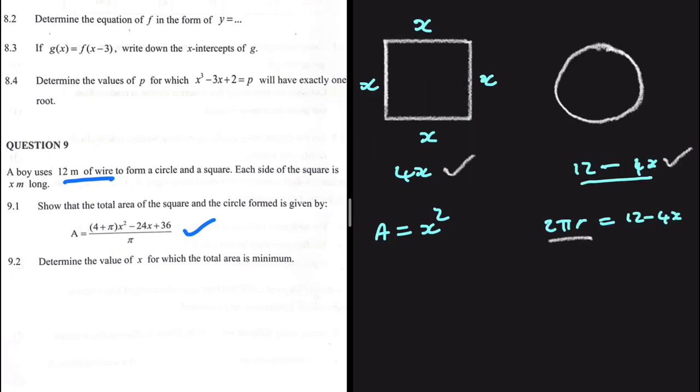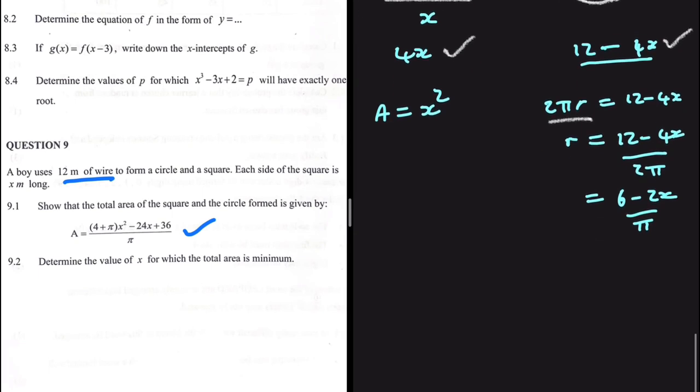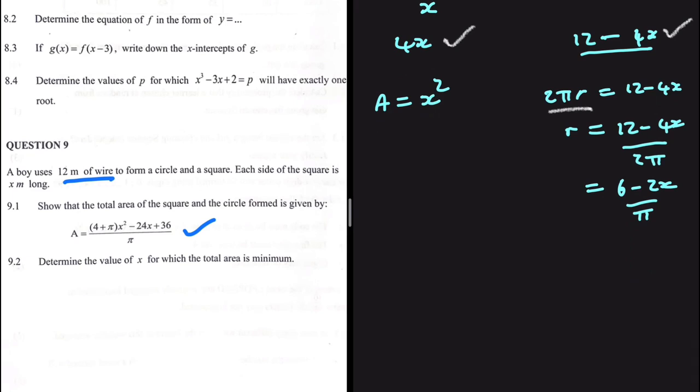If I divide both sides by 2 pi, I'm going to get r being equal to 12 minus 4x divided by 2 pi. I think I can factor out 2 here on the radius. If I do that, I'm going to get 6 minus 2x divided by pi. I took a 2 as a common factor on the numerator and then on the denominator, and I cancelled out. So the radius is 6 minus 2x divided by pi. Now we can go ahead and find the area of our circle.